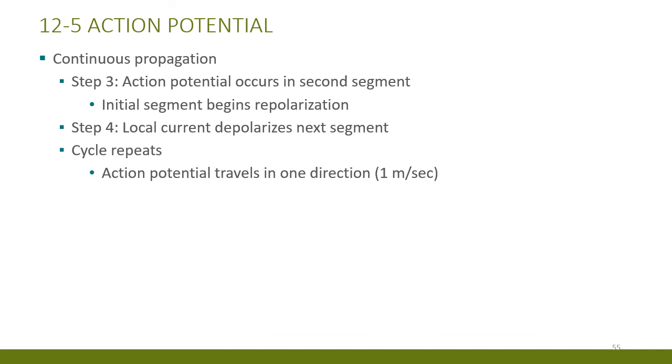So a continuous propagation is the action potential to occur in the second segment. So basically what this is saying, the action potential occurs at one segment and it just depolarizes and then it repolarizes and it just travels down the membrane like that. A depolarization, repolarization, all the way down the membrane slowly, and it repeats itself. And action potentials can travel in one direction at 1 meter per second.